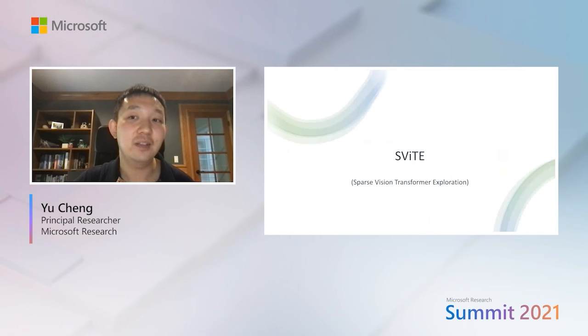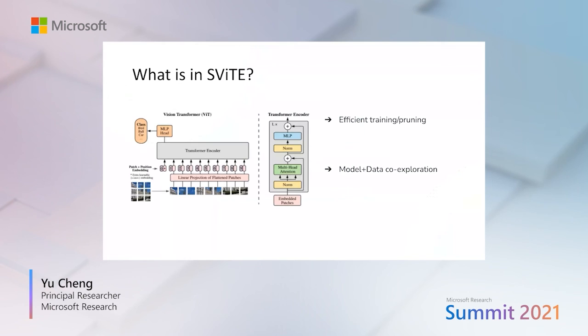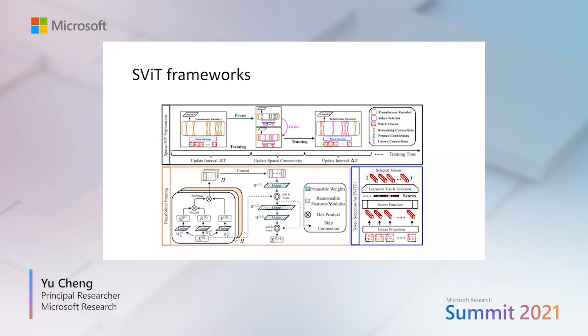Also, this observation holds for the pre-training stage. After doing several things for NLP, we also did some work for vision transformers, which are very hot recently. For vision transformers, first we did dynamic efficient training with pruning to further reduce the training time, and we also do something called model plus data co-exploration to reduce both the model and the data parameters.